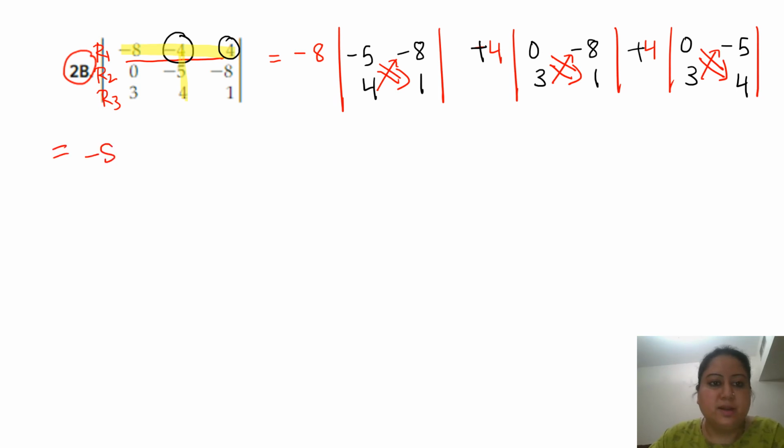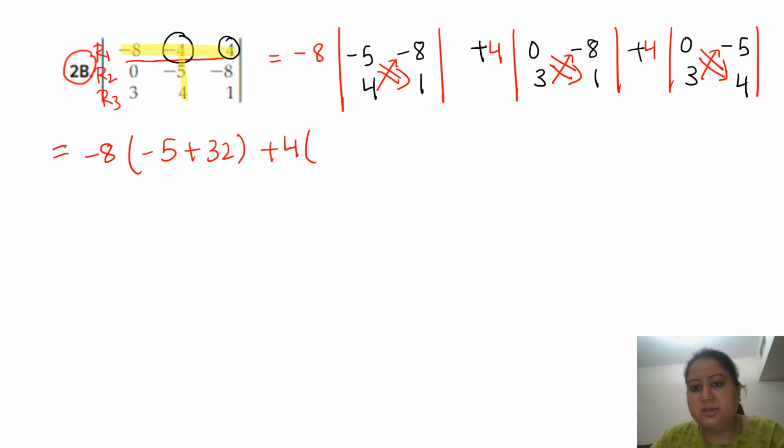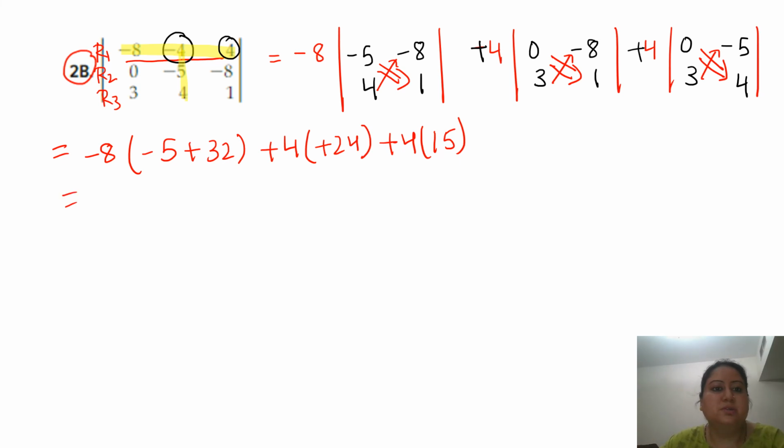Let's simplify. Negative 8 times negative 5 plus, because it was negative 32, it will change sign and become plus 32. Plus 4 times, this is easy calculation, 0 with 0 will give you 0. 8 with 3 will give you 24, and there's a negative sign, also you subtract, so it changes sign, becomes positive. Plus 4 times, again this is 0, negative 15, changes sign, becomes plus 15.